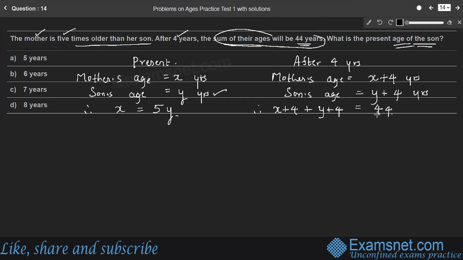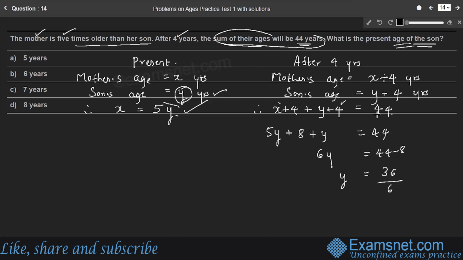So what is the present age of the son? What is the value of Y here? For that, we'll substitute the value of X as 5Y, since mother is 5 times older than her son. So 5Y plus 4 plus 4 is 8, plus Y is 44. Therefore, 6Y is 44 minus 8. Therefore, Y is 36 by 6, which is 6. So the son's present age is 6 years. Option B is the right answer.